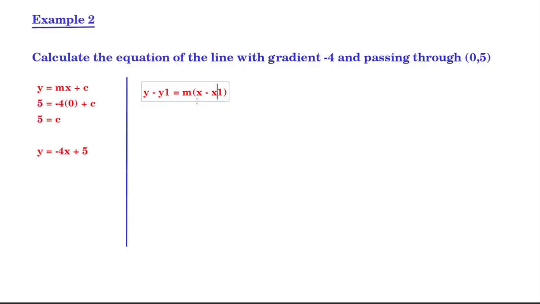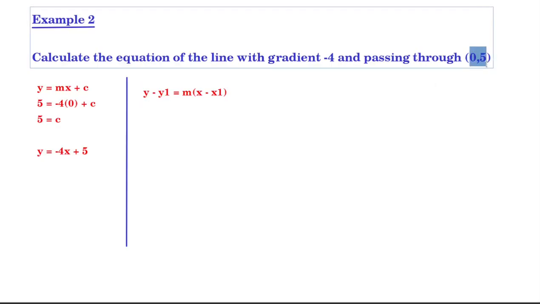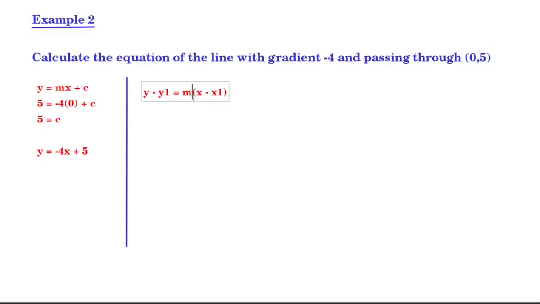Let's go ahead and substitute. So what we're actually substituting is y1, m, and x1. So your y1 and x1, that's the coordinate that you will be given. For example, we are given 0, 5. So your 5 is actually y1, and your 0 is actually x1. Then the gradient is negative 4. Let's go ahead and substitute there.